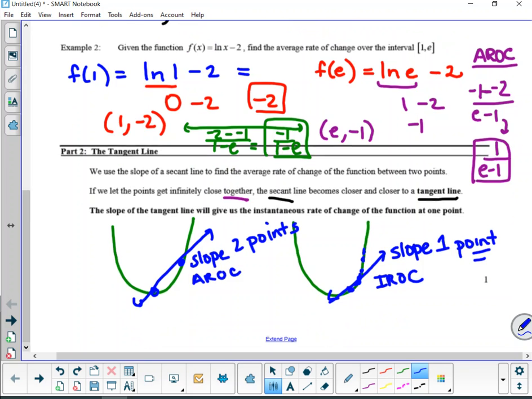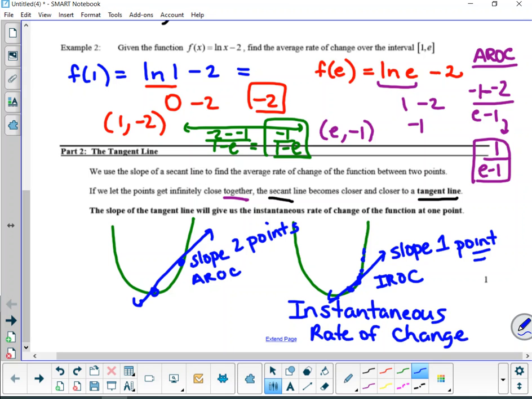And that is what we're going to refer to as our instantaneous rate of change. Okay. How are things changing at one point? Not between this point and this point, but at a single point. Slope at a single point. y2 minus y1 over x2 minus x1, but the two points get closer and closer together.